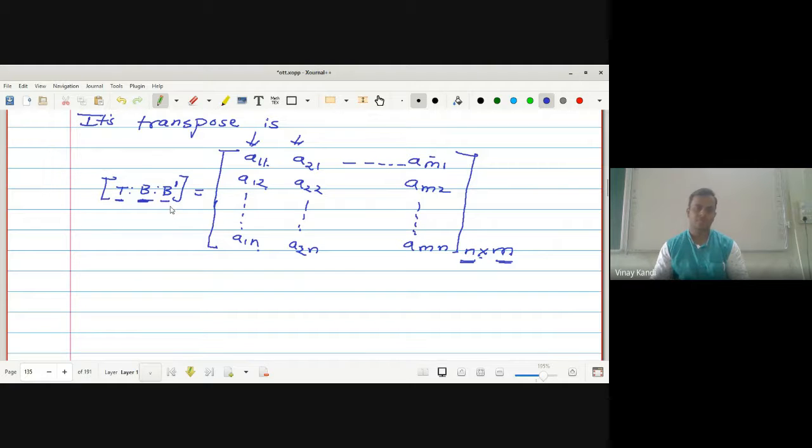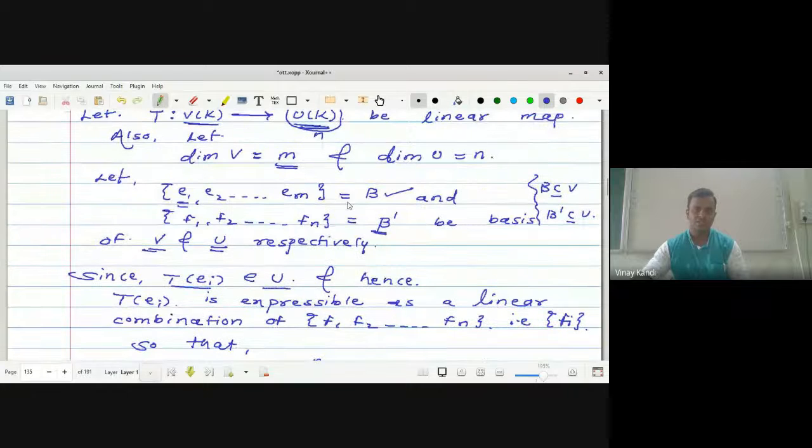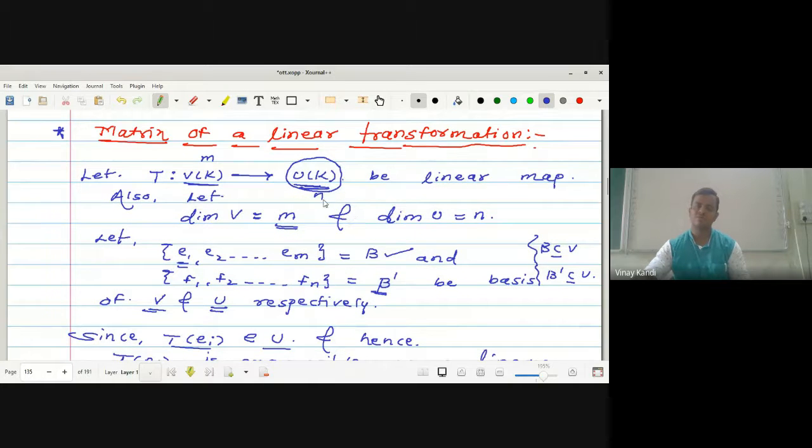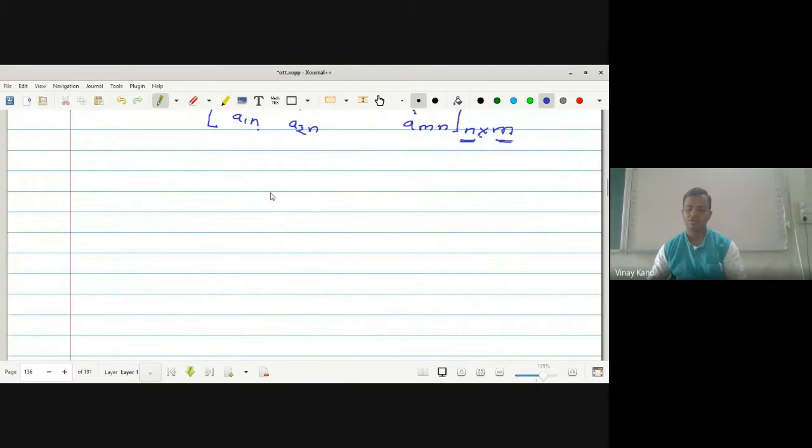And this matrix is nothing but the matrix of linear transformation with respect to B and B dash. What have we taken here as B and B dash? Because you are given a basis here, E1, E2 up to Em. This is the basis B. Sometimes the bases can also be different. So here F1, F2 up to Fn is the B dash, which is the basis of our codomain. So number of rows is equal to the dimension of our codomain space, and number of columns is equal to the dimension of the domain space.